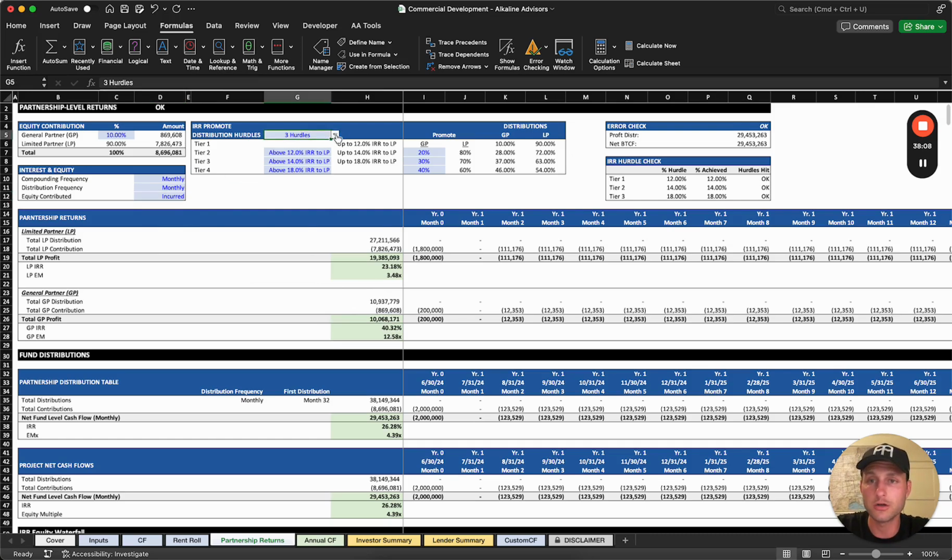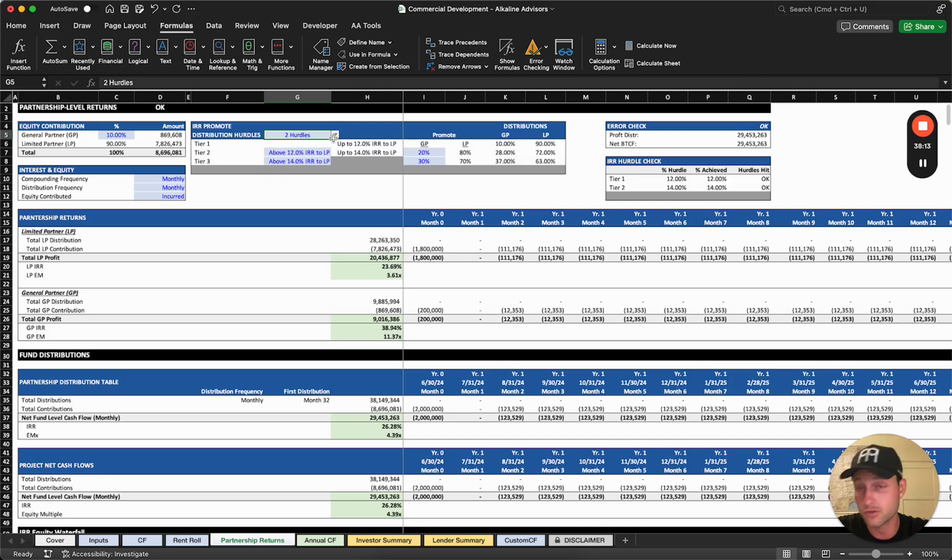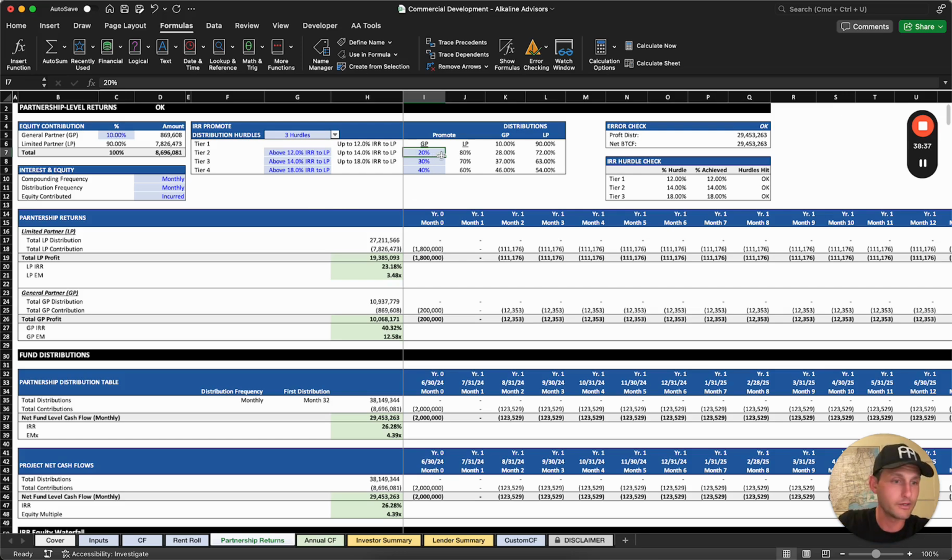We can also choose hurdles. How many hurdles do we have? We can choose no hurdles. We can choose 1 hurdle, 2 hurdles, 3 hurdles. And essentially, you can choose what the hurdle amount is for the IRR for the LP. So we're saying that every dollar coming in is going to be split 90-10, LP to GP, up until the LP receives a 12% IRR. And then from 12% IRR to 14% IRR, every dollar that comes in, there's going to be a 20% promote going straight to the GP, which means that the 80% of the cash flow remaining will then be split 90-10 LP GP.